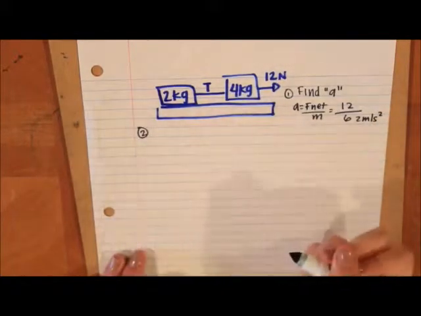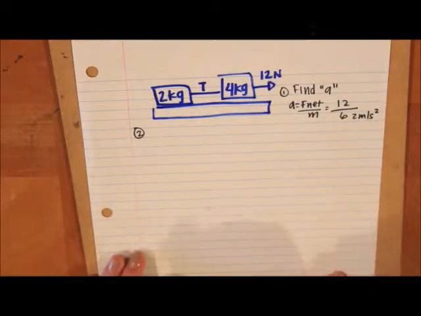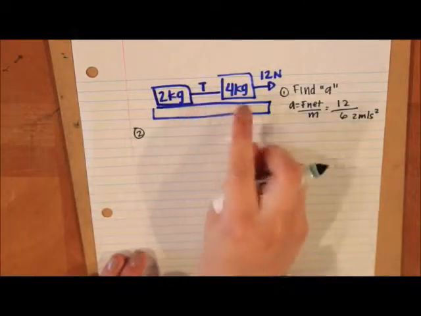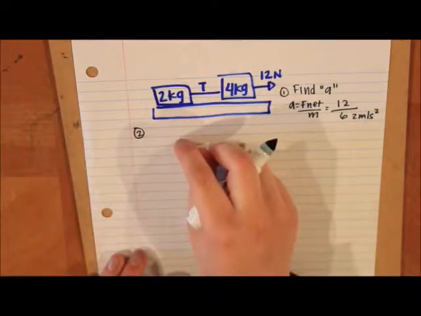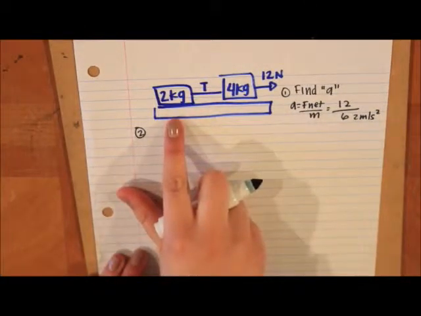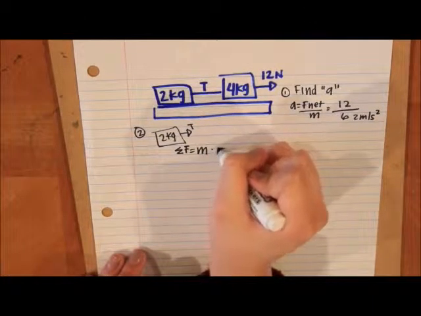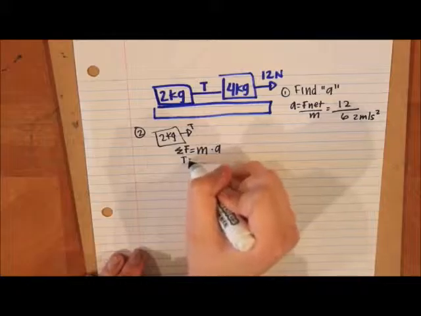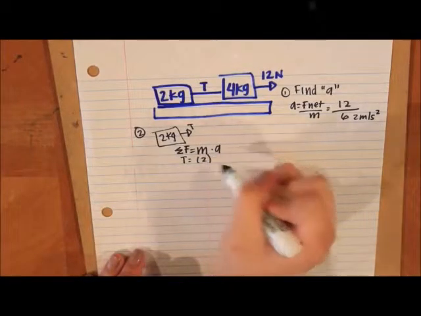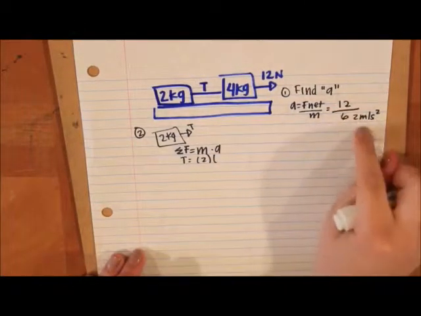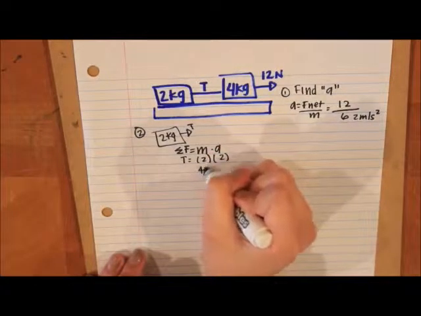Now for step 2, you're going to have to isolate one of the boxes. And the easiest one to isolate would be the 2 kg. The sum of all forces equals M times A. So tension equals 2 for mass, times the acceleration, which we found right here, and that would just be 4 newtons.